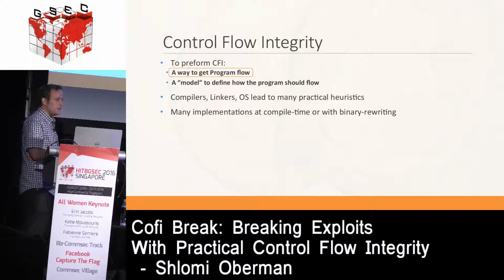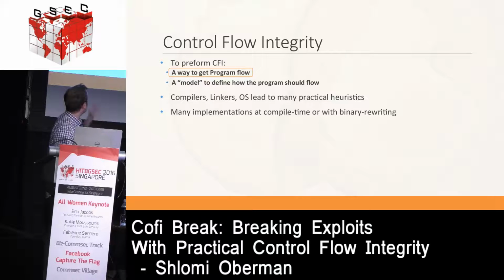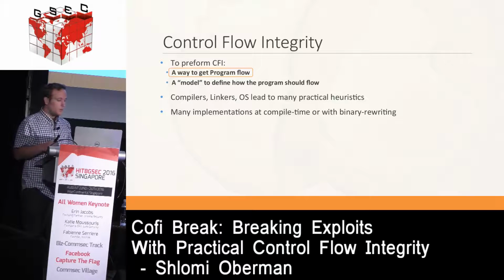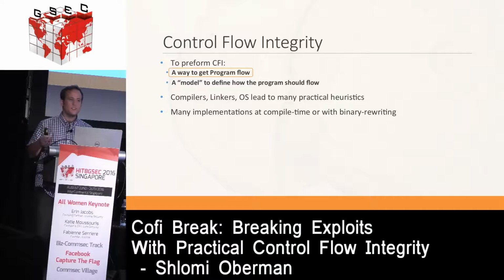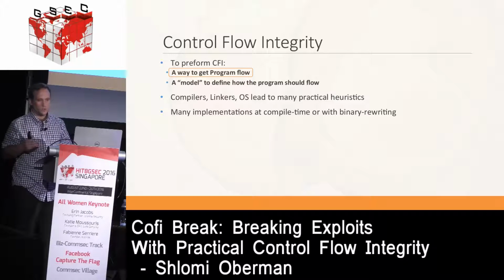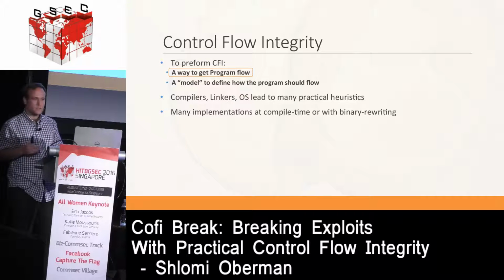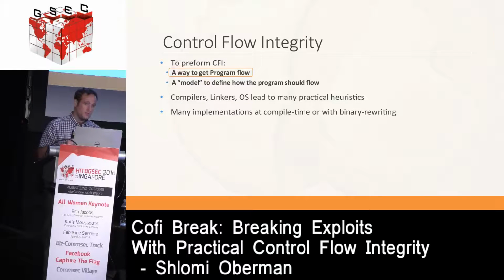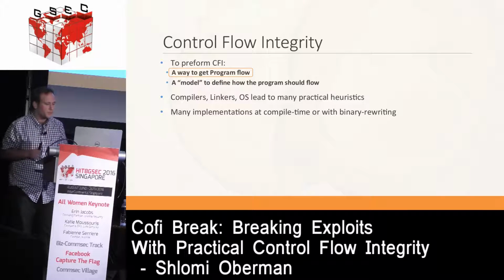Okay, to perform CFI, we need two things. We have to do two things well. We have to have a way to get the program flow, and we have to have a model to define how the program should flow. Luckily, compilers, linkers, they write programs, right? So people don't write programs, compilers write programs. So we can assume all kinds of truths about programs, such as functions should return to their caller, right? People don't have to write software that way, but compilers, well, usually write software that way.